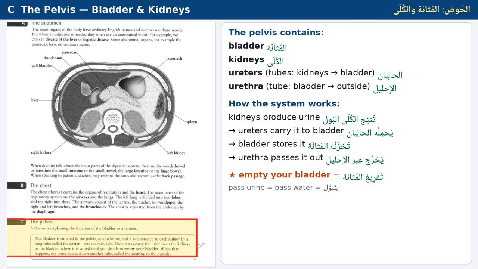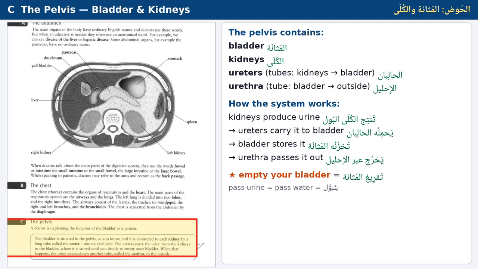Now, section C, the pelvis, al-hawd. The textbook presents a doctor explaining the function of the bladder to a patient. The doctor says, the bladder is situated in the pelvis, and it is connected to each kidney by a long tube called the ureter, one on each side. So the bladder is al-mathana. It sits in the pelvis. The kidneys are al-kila. There are two kidneys. Connecting each kidney to the bladder is a tube called the ureter, al-halib. So we have two ureters, al-haliban.